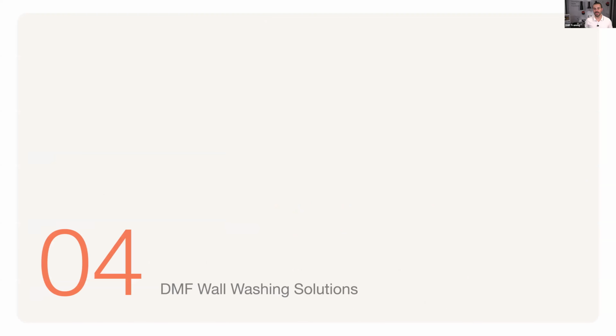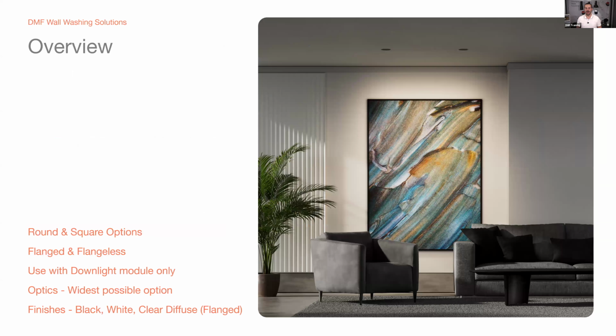I'll wrap things up now by talking a bit about our different wall washing solutions here at DMF. Right now we have two different specification grade fixtures that have wall wash options within them. Those are the M series and X series family of downlights. The downlights, as well as their complementing cylinders, now all have different wall wash options, which we'll go over, but they're available in round and square varieties, as well as flanged and flangeless. They're all designed to work with our fixed downlight modules.